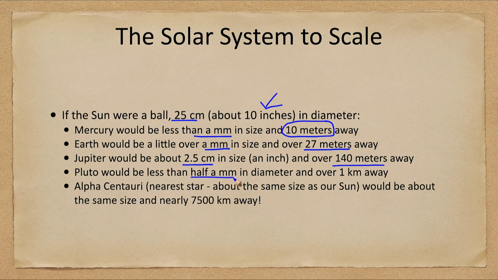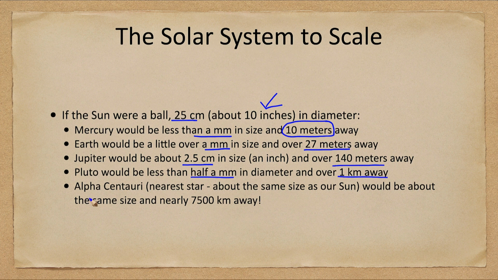Pluto would be tiny, half a millimeter, and would be over 1 kilometer away. So trying to make a scale model of the solar system is very difficult, simply because there's so much empty space there that if you scale things to the correct sizes, the distances will be so tremendous. In fact, there are places where you can have walking trails of a scale solar system that will stretch out over kilometers to be able to see things to this kind of scale.